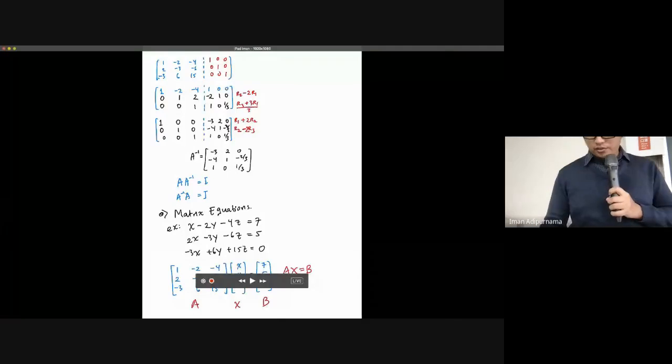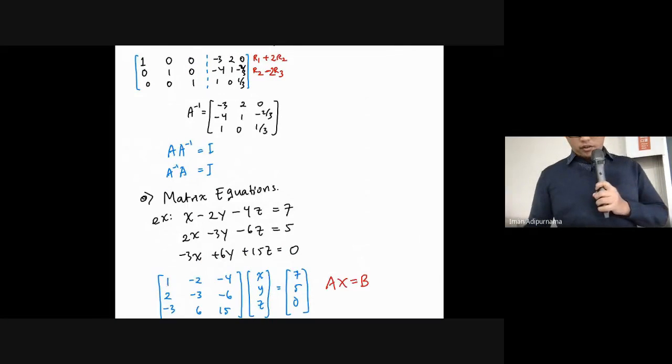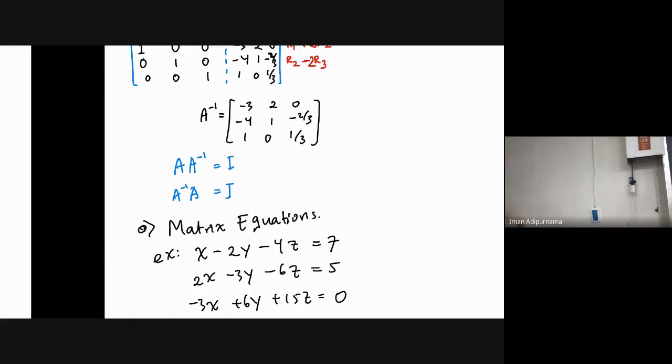Let me continue. We are already discussing matrices and inverses. One property of a matrix and its inverse is that if you multiply the matrix by its inverse from the left or from the right, it results in the identity matrix. Okay.